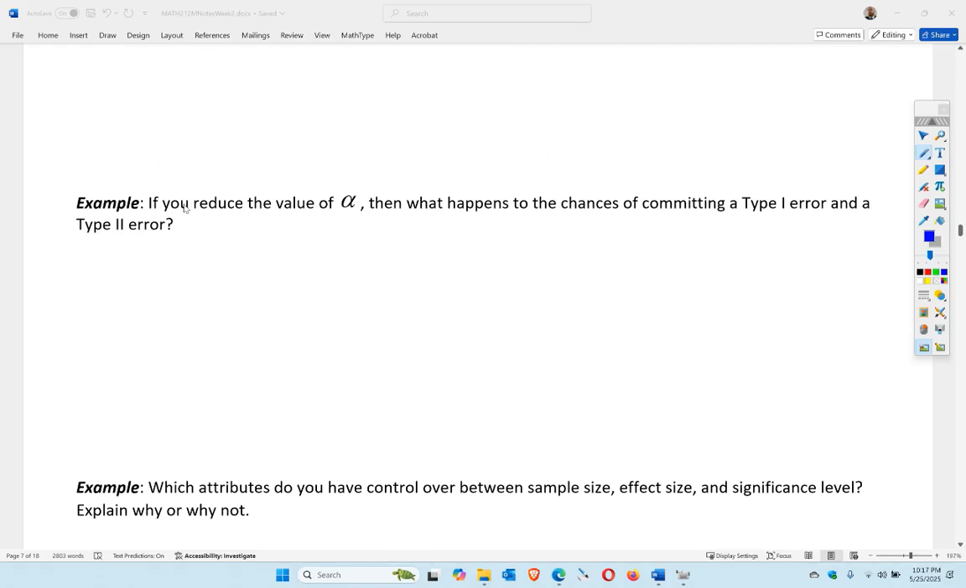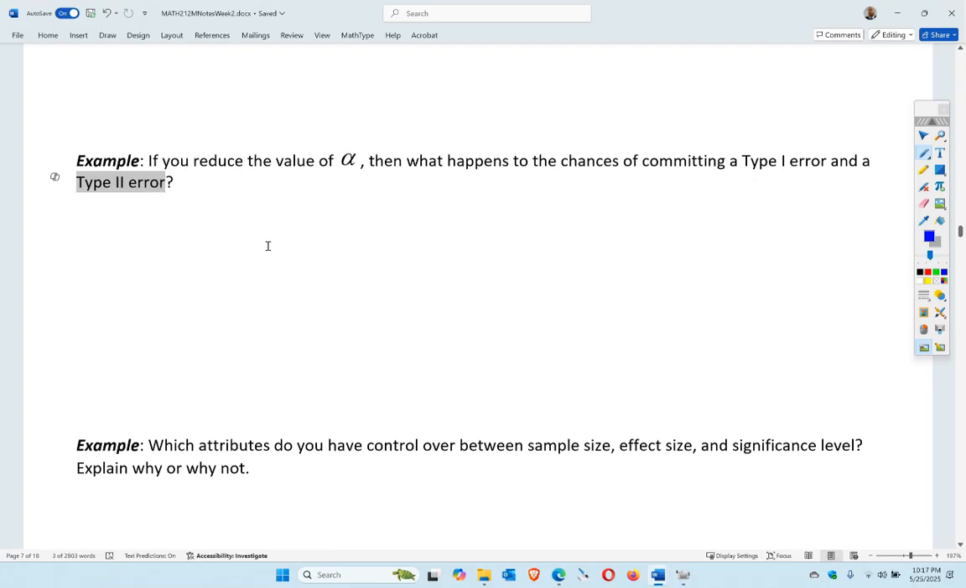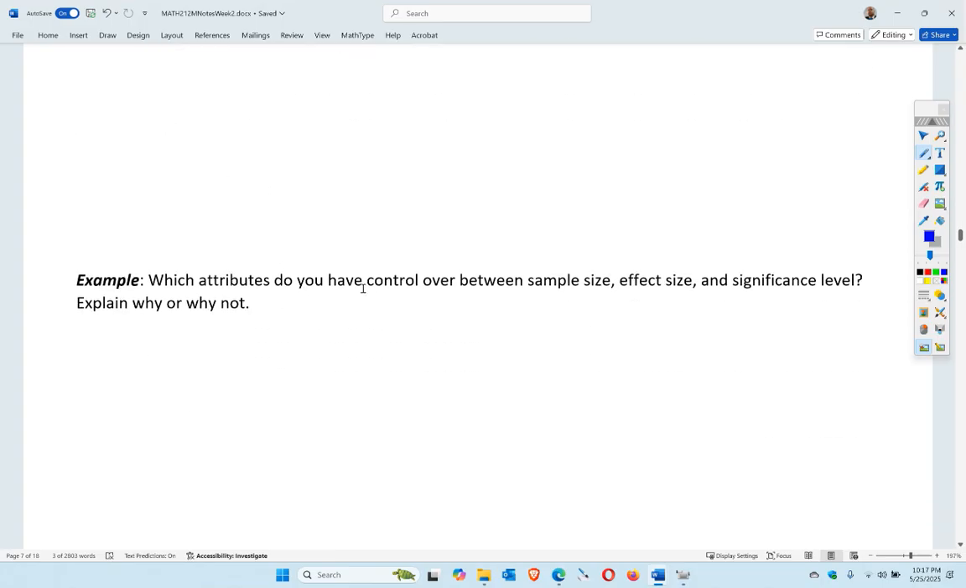If you reduce the value of alpha, what happens to the chance of a type 1 error? It goes down. And the type 2 error will go up. So again, if you reduce alpha, which is a good thing, instead of going to 5%, you go down to 1%. That'll help you with the type 1 errors. But then you increase your type 2 errors. So did you make any headway? Probably not.